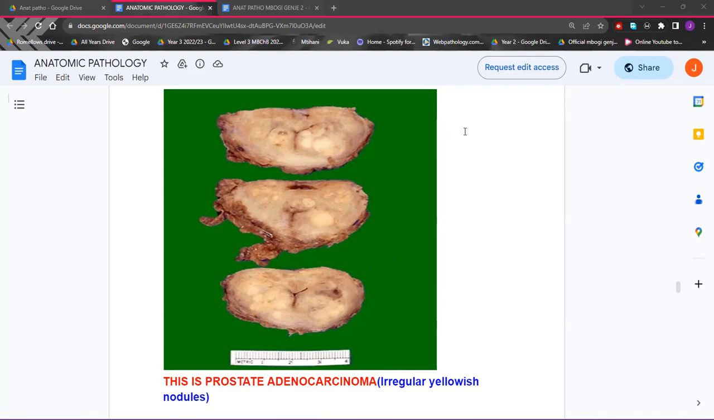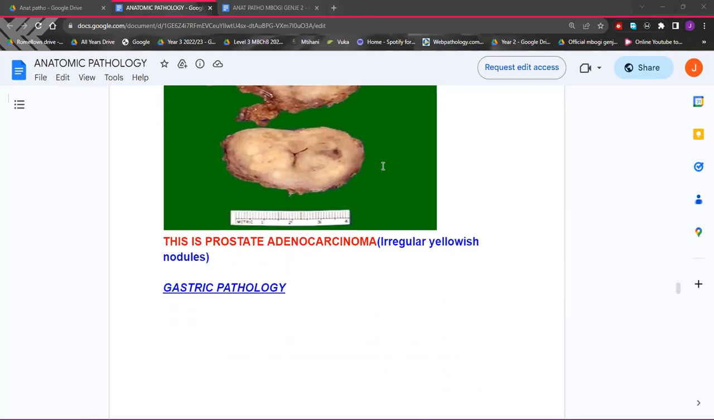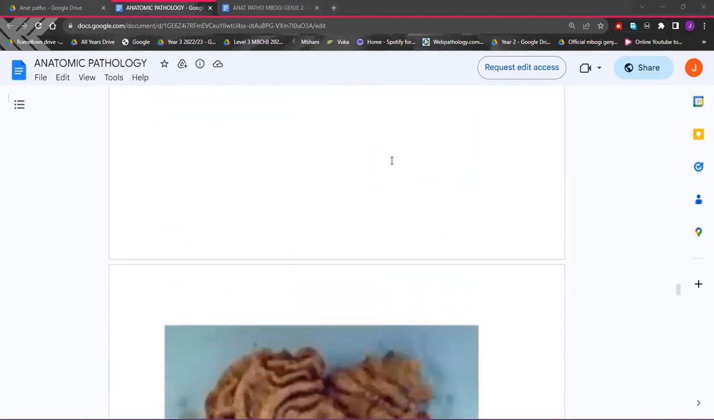What is the most likely pathology on display? There we have prostate adenocarcinoma, which presents as irregular yellow nodules. Also, there are multiple nodules. As you think about size, we can also think about number when describing some of these pathologies. Let's move to the next pathology. Any questions on that?